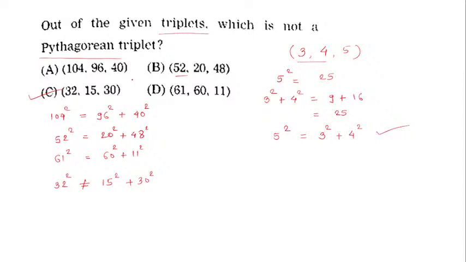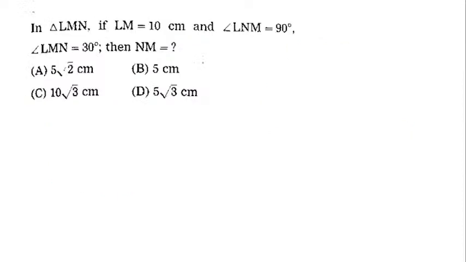This question may be asked as a multiple choice question, that is question number 1A or question number 1B, or sometimes in question number 2A also this question can be asked. So we have to make sure that we understand what is a Pythagorean triplet and how we can decide whether the given triplet is a Pythagorean triplet or not. So this is the way. Now let's have the next question.